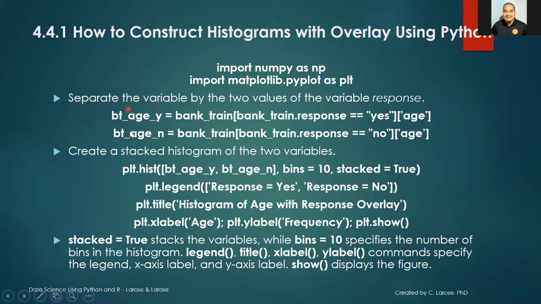You may refer to this command. The result is two variables, bt_age_y and bt_age_n, which have age values for only those records which have response equals yes and response equals no, respectively. Once the variable is created, create a stacked histogram of the two variables using this command.